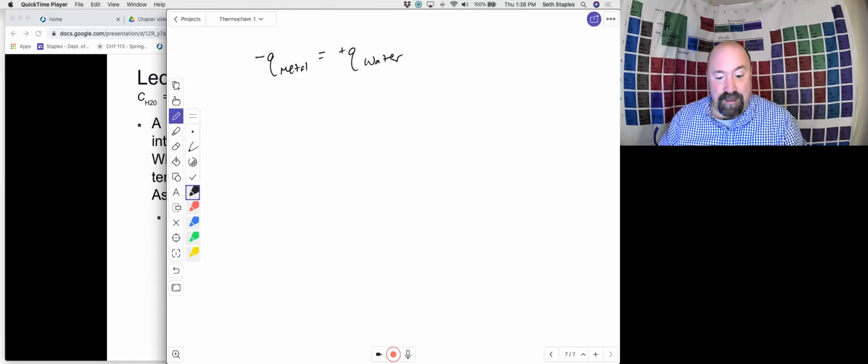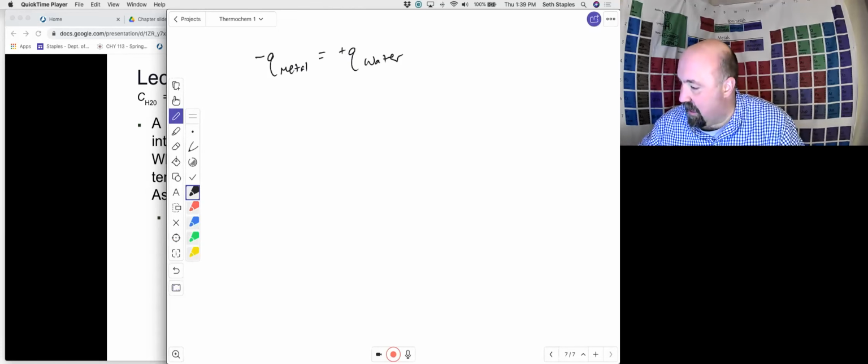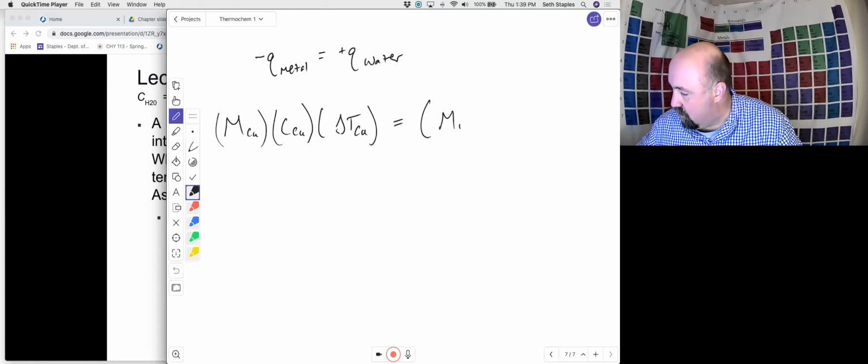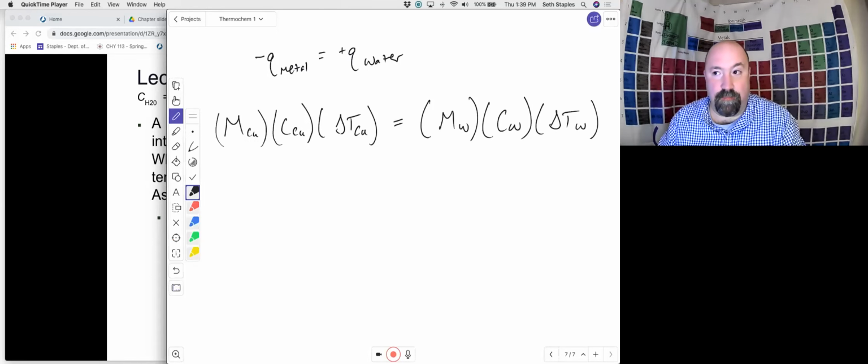And so we can set up an MC delta T expression for each of these, where we have the mass of the metal. Actually, we're told it's copper, aren't we? So let me just abbreviate that to copper, save space. The mass of our copper times the C of the copper times the delta T of the copper is going to equal the mass of the water times the C of the water times the delta T of the water.